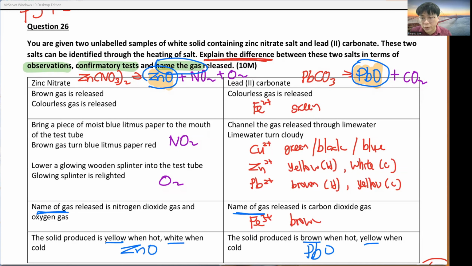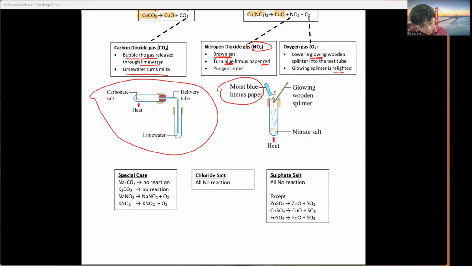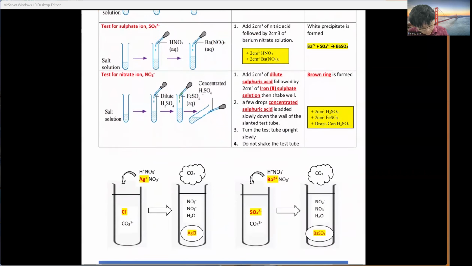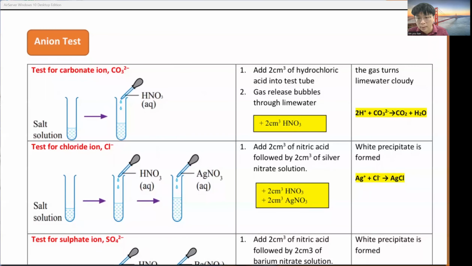Okay, so if you have finished already, now we go for the cation test and anion test together. Can you turn to page 13? You go through the cation test and anion test on page 13. I redid the notes so that it's easier to go through.